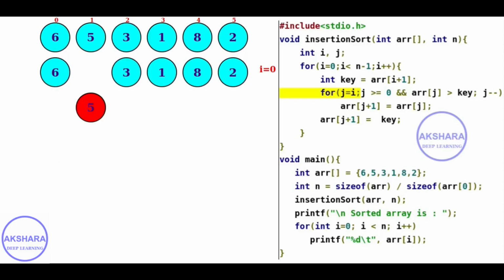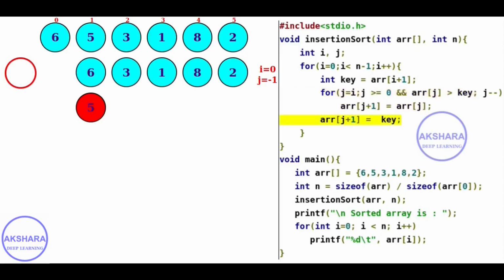So j will be initialized with the i value. Now j is also equal to 0. If this array of j is greater than this key, this array of j will be shifted into the j plus 1 location. Again j will be decremented. Now j is minus 1. In this condition here, j greater than or equal to 0 will fail because j is equal to minus 1 now. So this loop will exit.